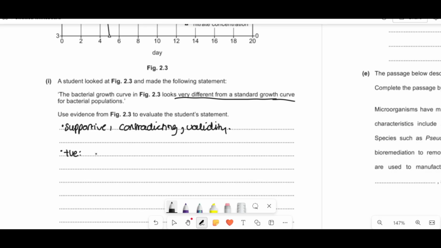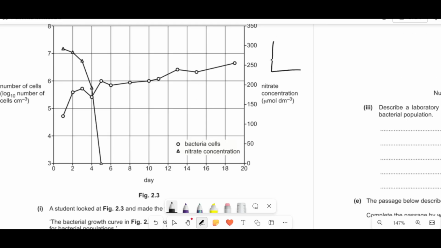So if we have a look then, your standard growth curves have the lag phase here, your exponential phase, your stationary phase, and a decline phase. Now here, there's no clear lag phase, is there? They just seem to go up, then down, and then back up again, right? So that's already a pretty good supportive statement to say that this is very different from our usual curve. And as well as that, there's not really a clear stationary phase or decline phase either.